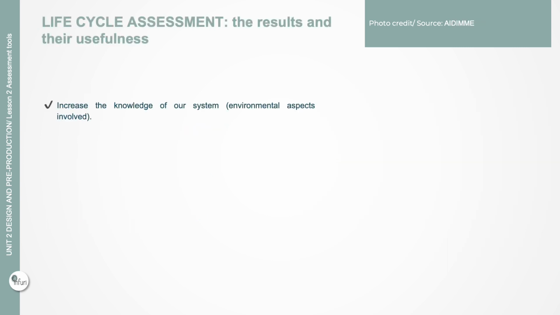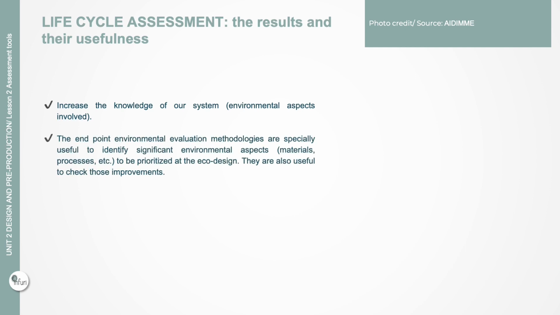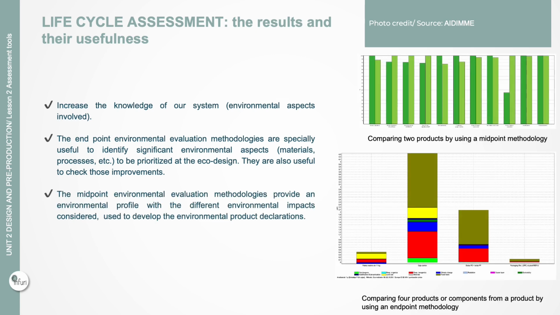The LCA provides the following results useful to the companies. Increase the knowledge of our system. To define the system boundaries and complete the life cycle inventories, a huge amount of useful information is collected. The endpoint environmental evaluation methodologies, where the several impacts are transformed into a unique global punctuation, are especially useful to identify significant environmental aspects, materials, processes, etc., to be prioritized at the eco-design. They are also useful to check those improvements. The midpoint environmental evaluation methodologies stop at the objective evaluation steps, and provide an environmental profile according to the different environmental impacts considered, used to develop the environmental product declarations.